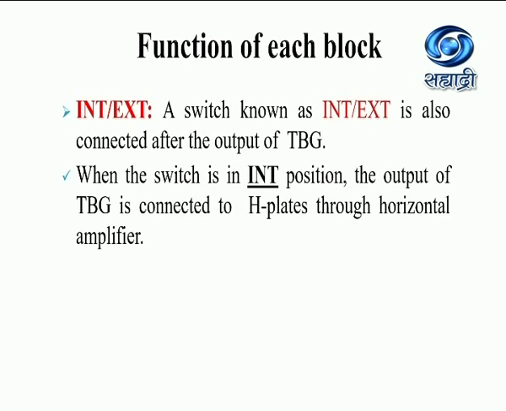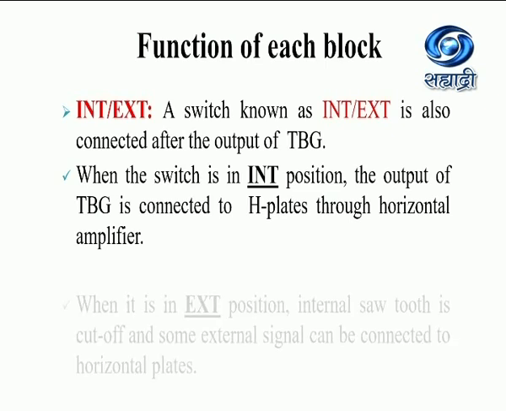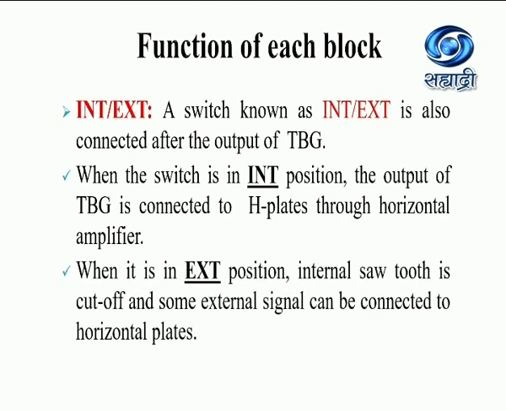So whenever the position of this switch is internal, whatever the output of the TBG is, is internally connected to the horizontal plates. But when this switch is connected to the external position, that is, the EXT position, the internal sawtooth is cut off and some external signal can be connected to the horizontal plates. So we can apply an external horizontal signal to this horizontal amplifier by using this switch. In that case, we have to connect this switch to the external position.